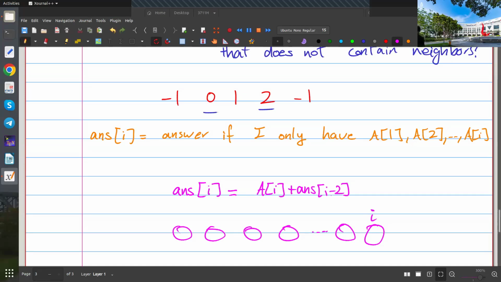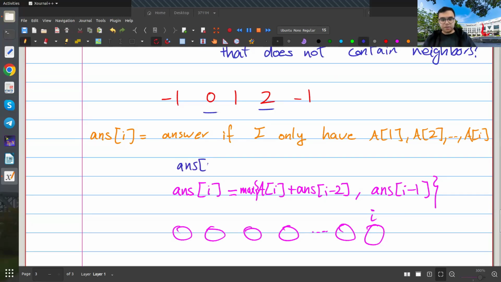If I don't take element I, well, I know that I'm not taking element I, so I can take any subset of the first I minus 1 elements as long as it satisfies the other requirements I had. So that's just the answer of I minus 1. And of course, I'm going to take the maximum of these two things because I want to maximize my totals. So that's it. And again, here the order of subproblems is very obvious. Just do it from left to right. Okay. And of course, I can say that ans 0 is 0. That's my base case.